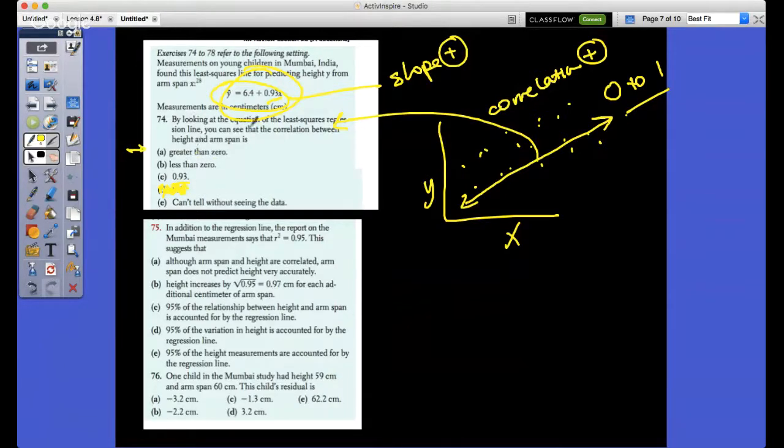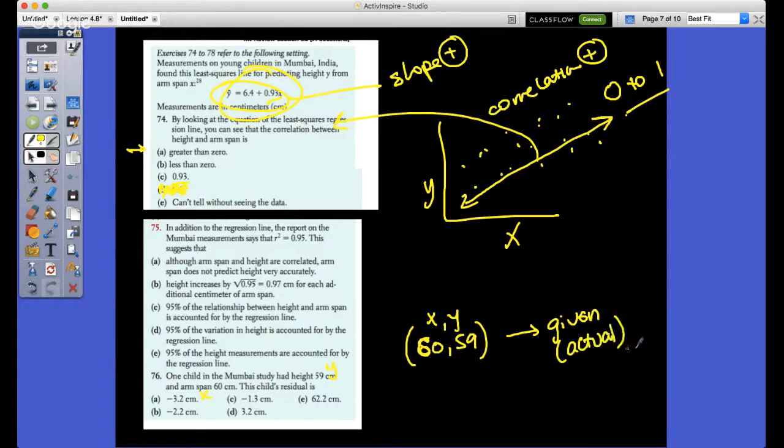Question 76: one child in the Mumbai study had a height of 59 and arm span of 60. Now, remember that what they set up on top here was that between the height and arm span, height is Y. Let's put that there. Height is Y, arm span is X. Since I gave this to you, the point of 60, 59, my X, Y, my arm span, height is given. Therefore, this is my actual. Like I've stated, this is actual fact.